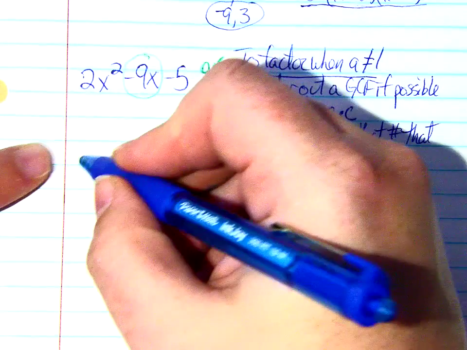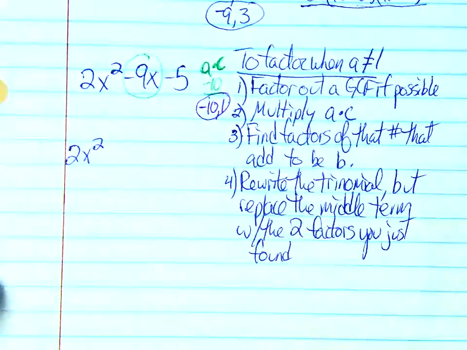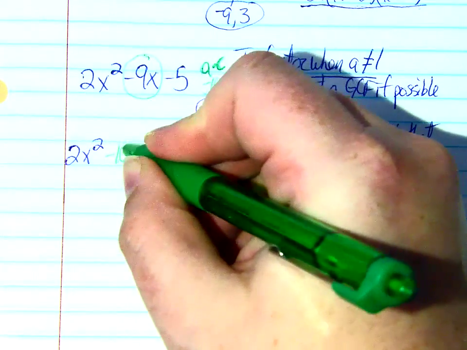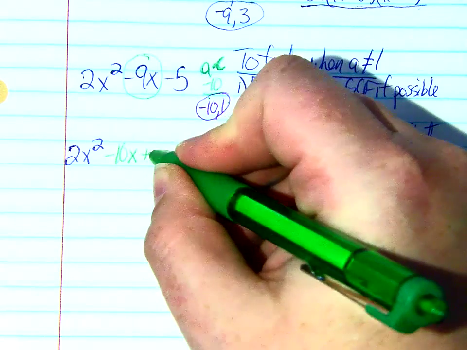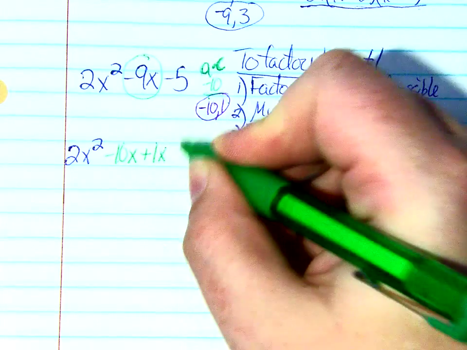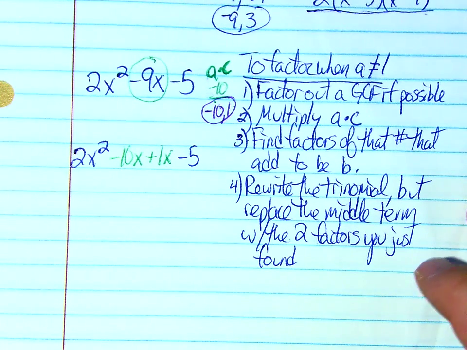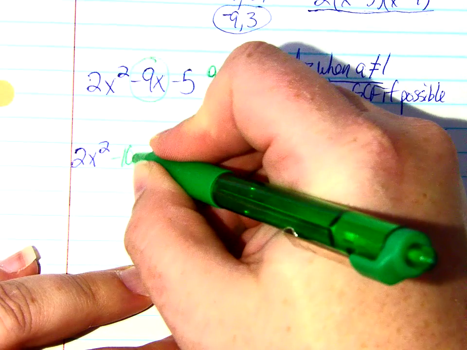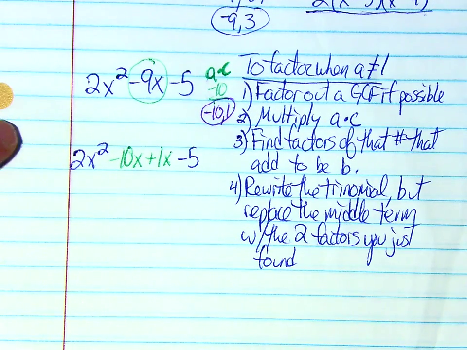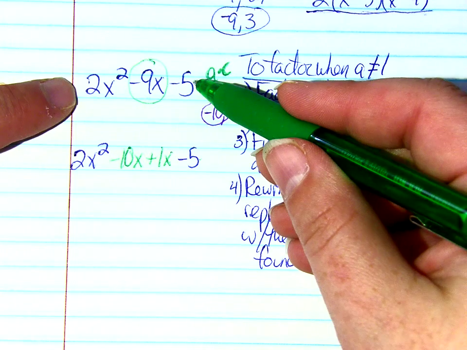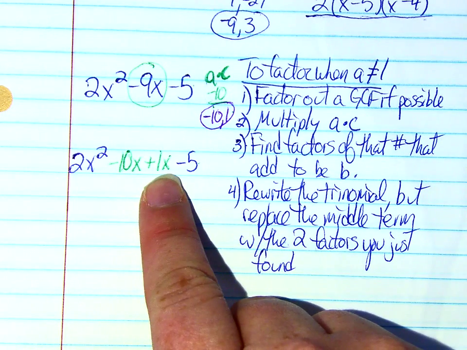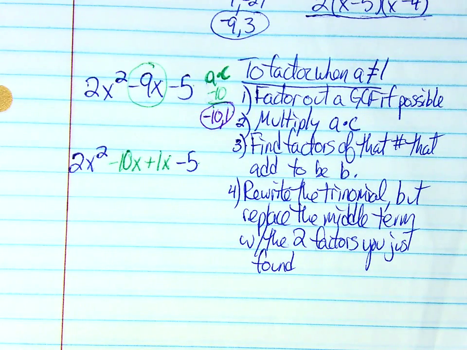So, watch. 2x squared, and then the middle term, now I write it as negative 10x plus 1x, or just x, right? Well, I'll put a 1, just so we remember, minus 5. Can you all agree with me that this is the exact same thing as this, right? If you combine negative 10 plus 1, don't you get negative 9x anyway? Yes. Okay, so I haven't changed the problem. I just wrote it in a little bit of a different way. And that's setting me up for my next step.